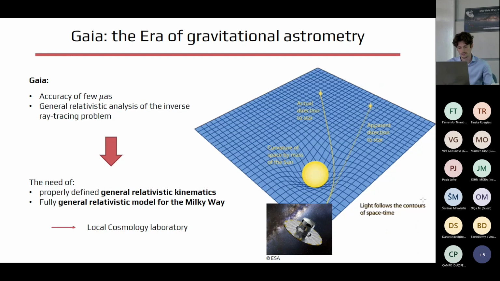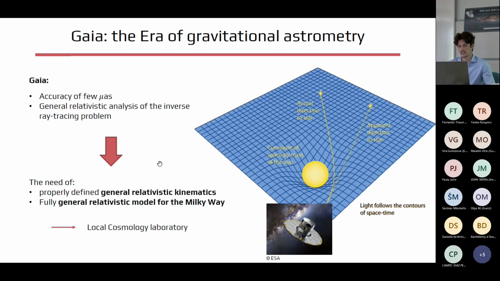So, as anticipated by Sonia, with the advent of Gaia, we can undoubtedly speak of gravitational astrometry. That's because Gaia is providing an accuracy of a few microarcseconds, and with such a high level of accuracy, we are forced to consider the local geometrical environment affecting the light propagation from stars to our Gaia telescope. For this reason, the Gaia data processing makes use of a fully relativistic inverse ray tracing methodology.